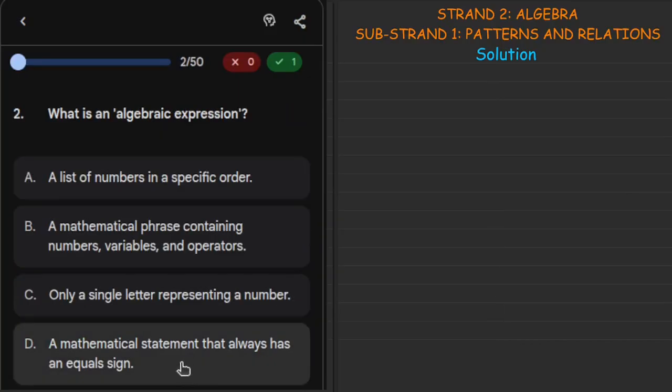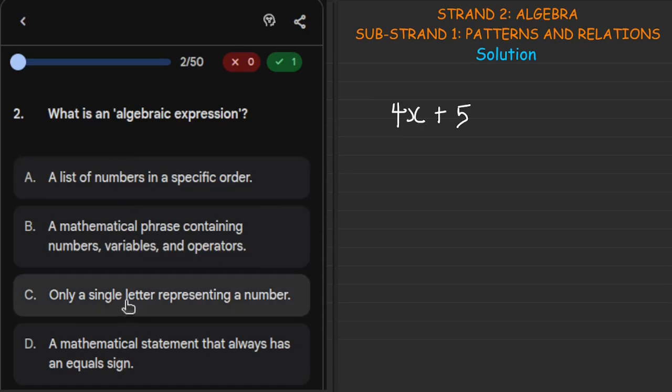Let's look at question number 2. Our second question says, what is an algebraic expression? We all know that for algebraic expressions, at least you have a number, a variable, an operator, and then sometimes a constant. This is an example of an algebraic expression.